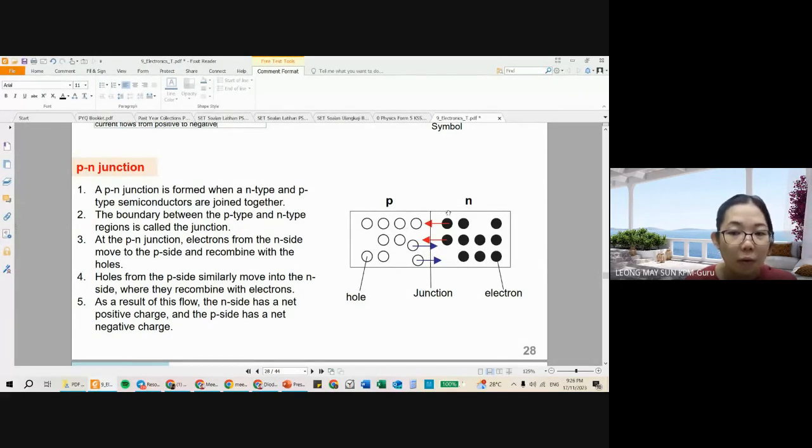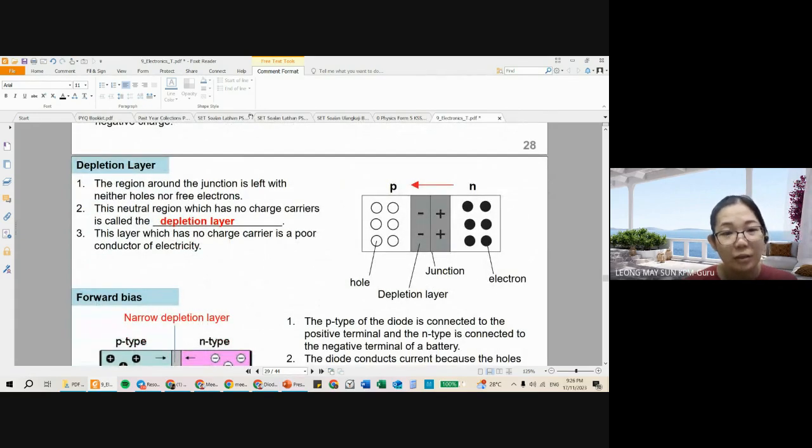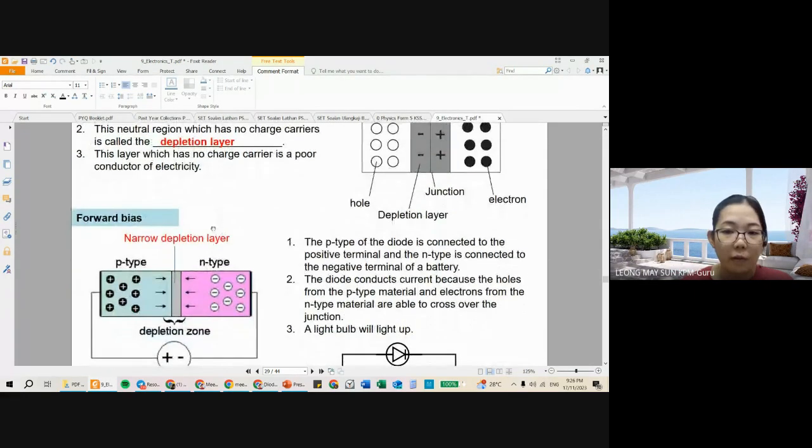Okay, so when the electrons and the holes can actually meet at the junction, it is considered a forward bias. All right, so if they don't, the region where the junction is left with neither holes nor free electrons is called a neutral region or depletion layer. There is no charge carrier and it becomes a poor conductor of electricity. When we talk about forward bias and reverse bias, it will be much easier for you to understand. So let's talk about forward bias.